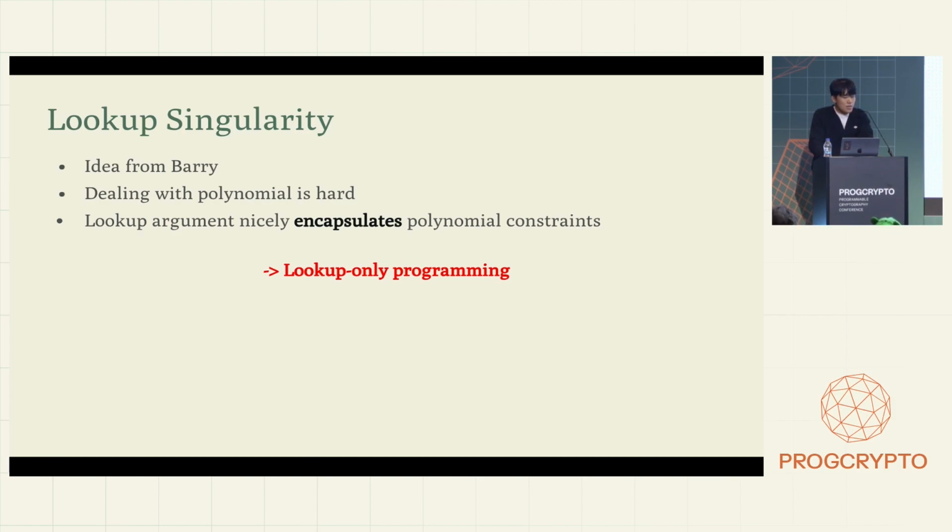There is a concept called lookup singularity. This is about lookup, of course, and it was an idea from Barry on the PSC team. The core of lookup singularity is that dealing with polynomials directly is very, very hard for developers. So how about just pre-computing all the results of the execution in a table and doing only lookups inside the ZK circuit? I think this is a really nice idea because lookup arguments nicely encapsulate all the complicated polynomial constraints.